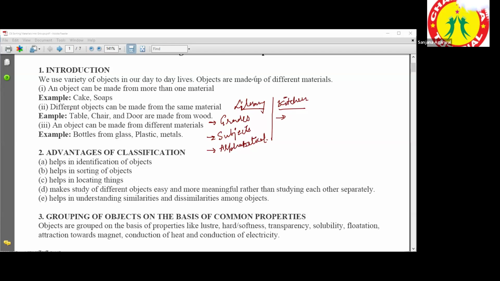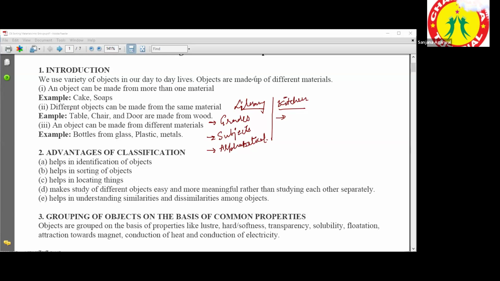Where will you find the spices? Ma'am, in the cupboard. Yes, in the cupboard. All the spices are kept at one place, as all of our mothers keep the spices at one place.